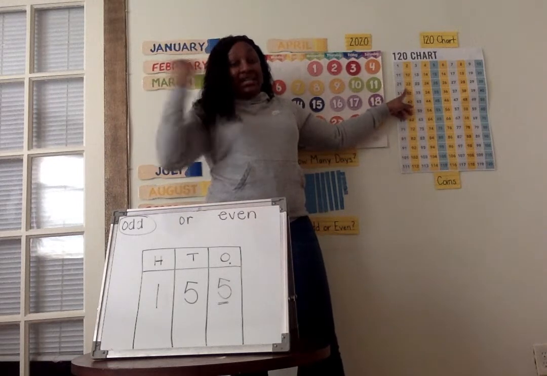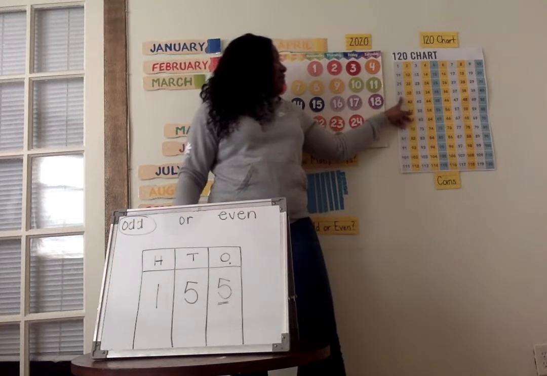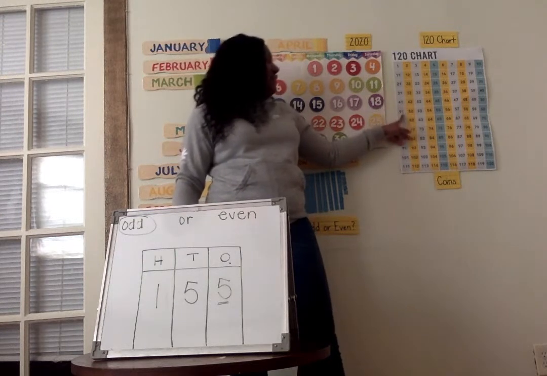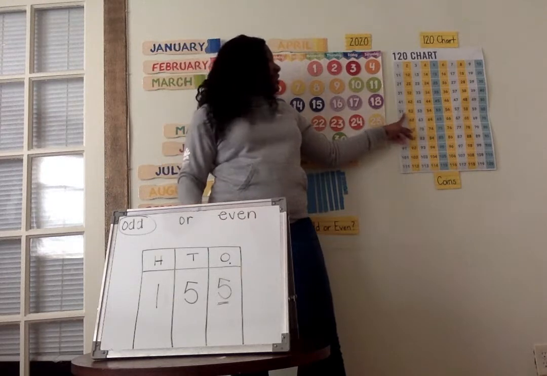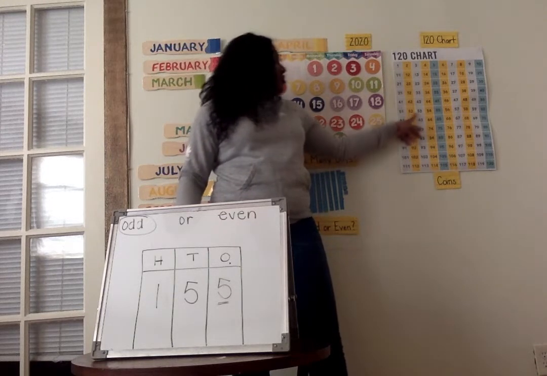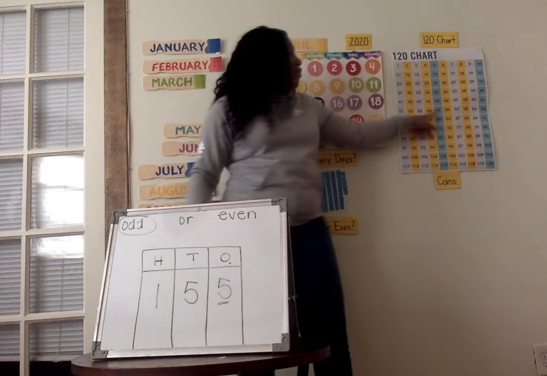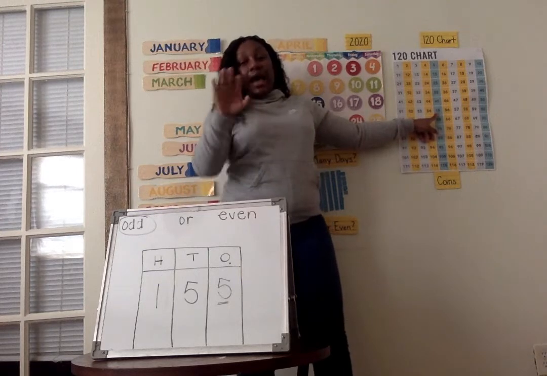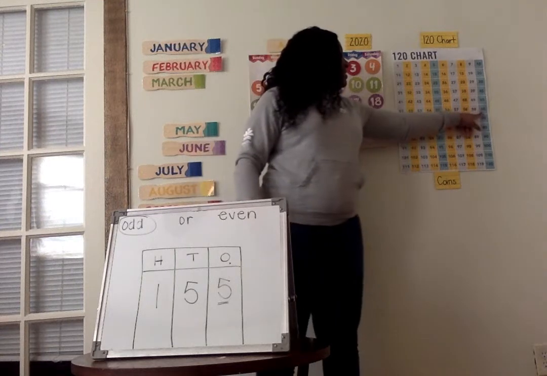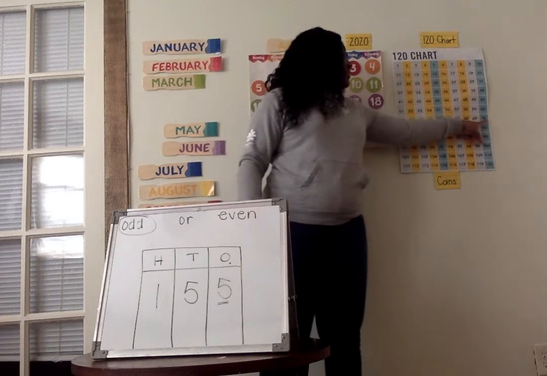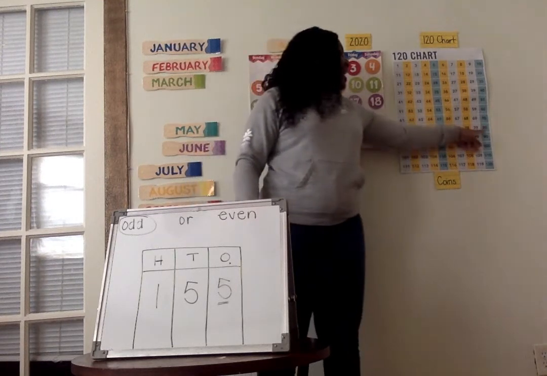Count up by tens. 21, 31, 41, 51. Stop. Switch. Count up by ones. 51, 52, 53, 54, 55. Stop. Switch. Count up by fives. 55, 60, 65, 70, 75, 80.